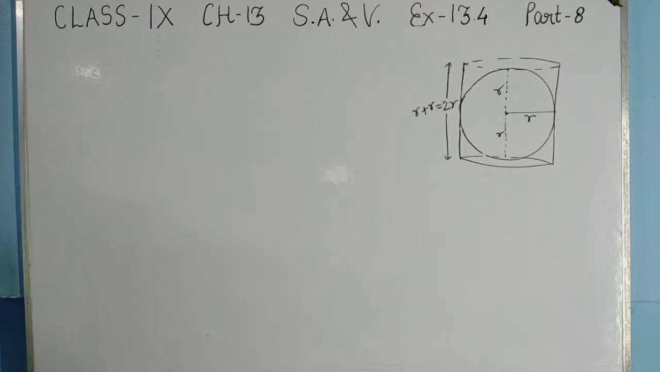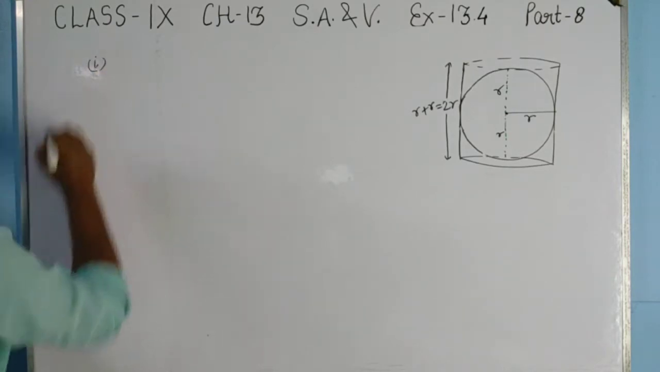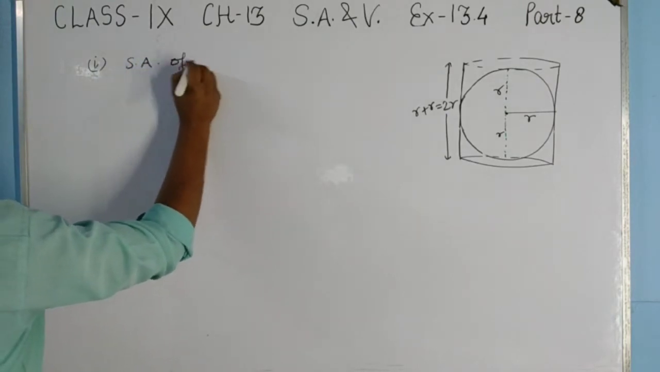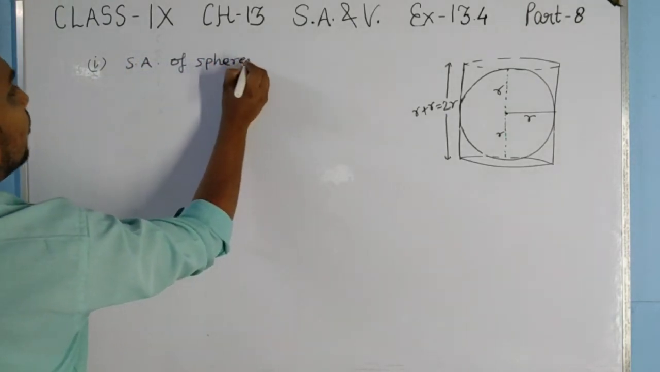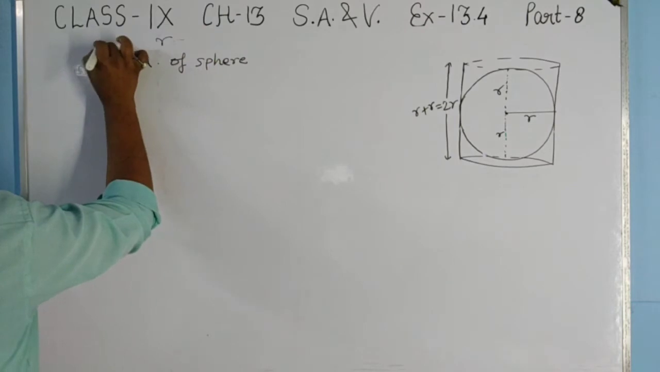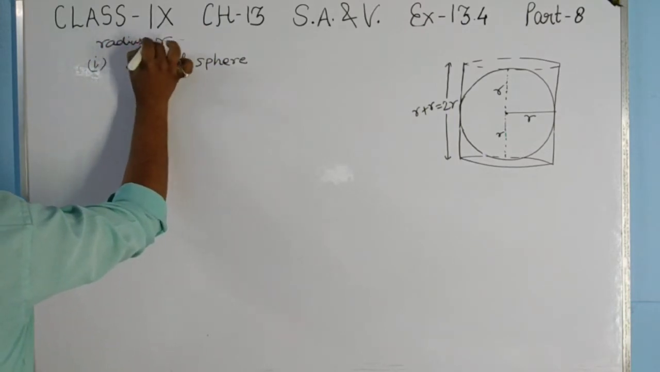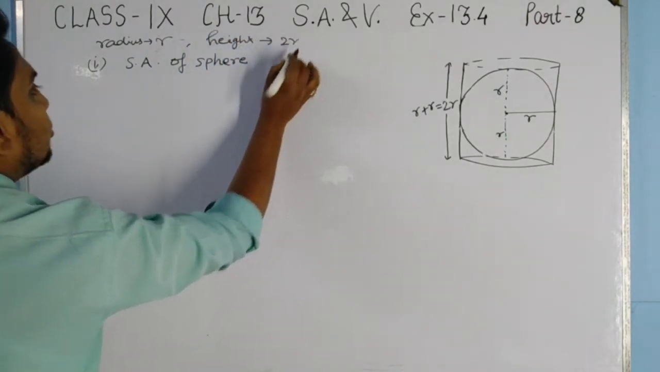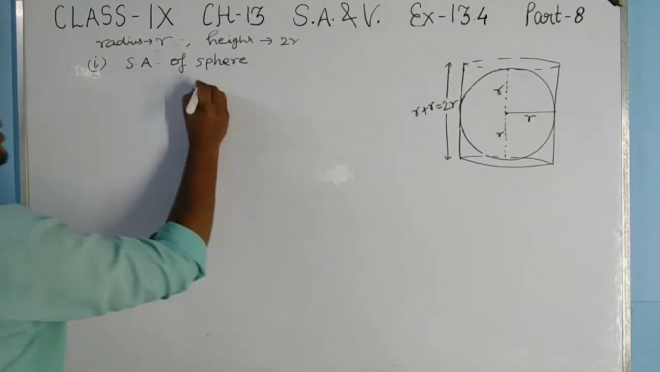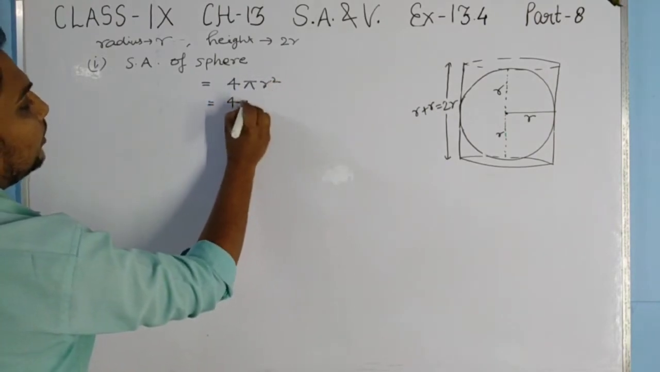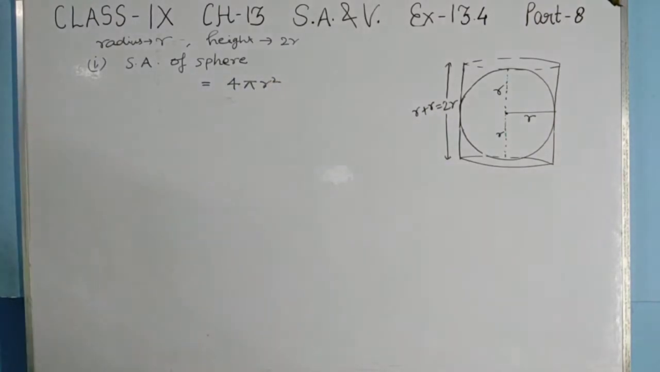In the question, three parts are there. In the first part, you have to tell the surface area of a sphere. Before that we have observed that the radius of this sphere is r, and height is 2r. So the surface area of a sphere is what? We know the formula, it is 4 pi r square. This is only the answer of the first part of the question.